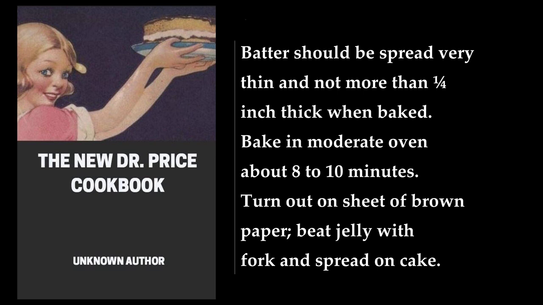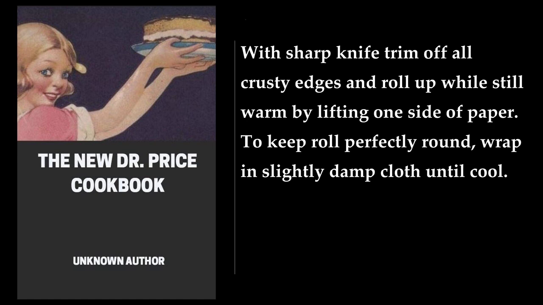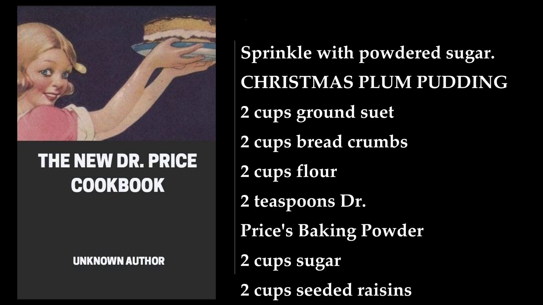Bake in moderate oven about 8 to 10 minutes. Turn out on sheet of brown paper, beat jelly with fork and spread on cake. With sharp knife trim off all crusty edges and roll up while still warm by lifting one side of paper. To keep roll perfectly round, wrap in slightly damp cloth until cool. Sprinkle with powdered sugar.